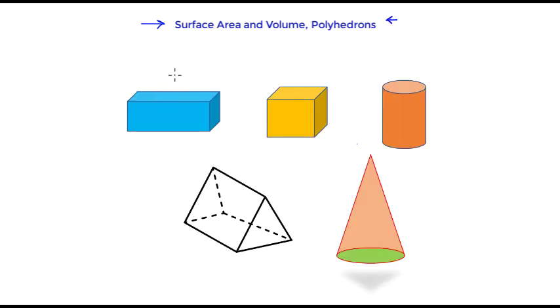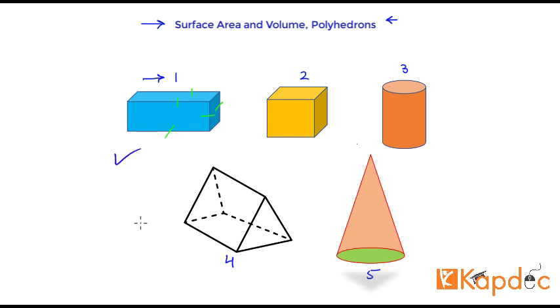So just to make it easier, I have brought here a variety of three-dimensional objects, okay? Out of these 5 objects, we'll try to figure out which one is a polyhedron. So the very first one here is a cuboid. As you notice, a cuboid has all straight edges, right? Any edge you pick will be a straight line. So we will say that, yes, it is a polyhedron.